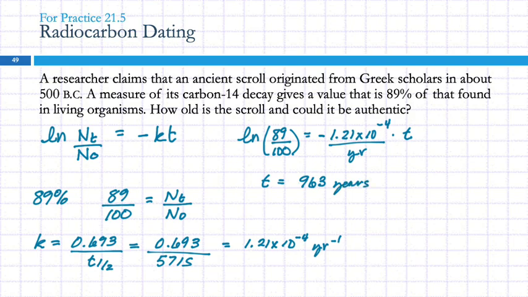I'm coming up with 963 years. Anybody else get that? Yeah. Okay, thanks. So radiocarbon dating says this is roughly 963 years old. Is this from 500 BC? No, it isn't, right? Because now it's 2023, plus 500, that's way beyond 963. So this is a hoax. Any questions?